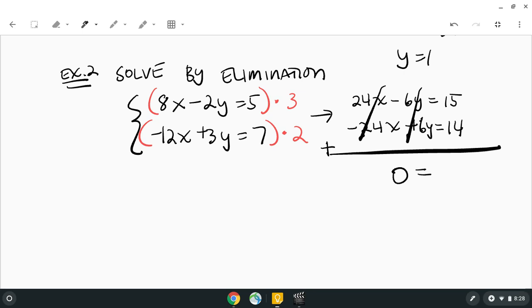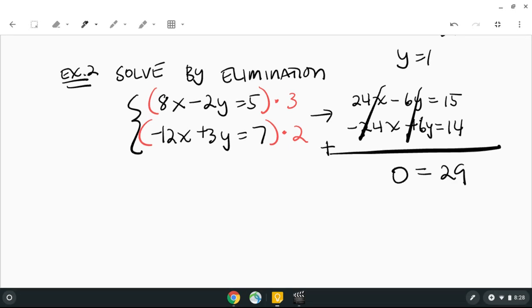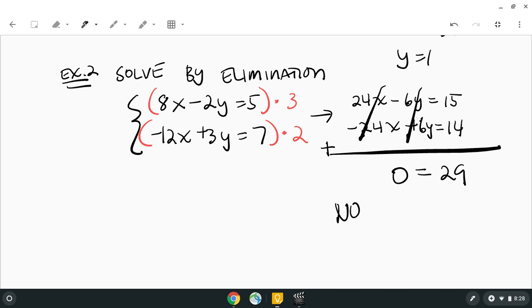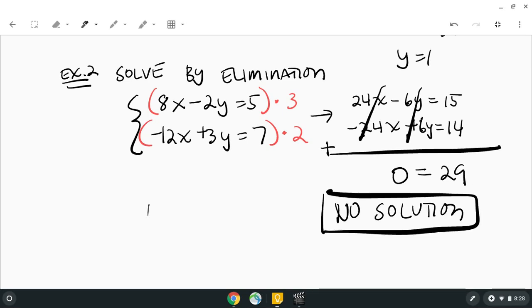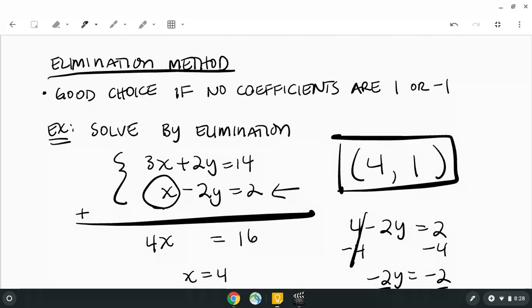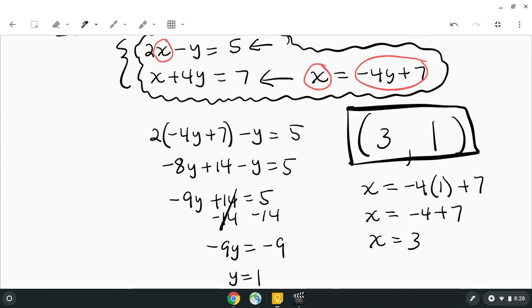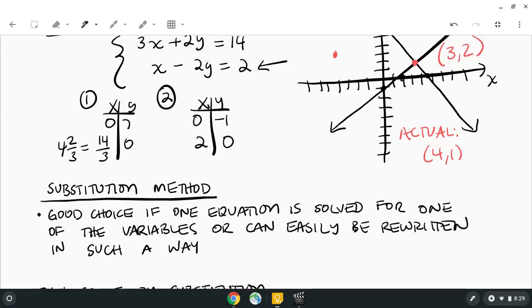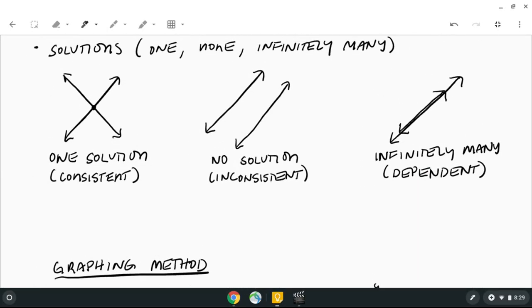So this is that other case. All of your variables cancel out, and you're left with not a true statement, a false statement. So here is the case where you have no solution. That means that these two lines are parallel to each other. Okay? All right, so let's go back to the very beginning of the notes where I said I'll come back to this. Way up here.